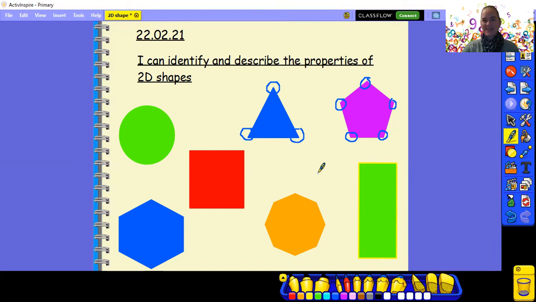Call out to the screen. Let's check. 1, 2, 3, 4, 5, 6, 7, 8. It does. So an octagon has 8 sides and 8 vertices. So can you see those words are really important when describing a 2D shape? Let's carry on.